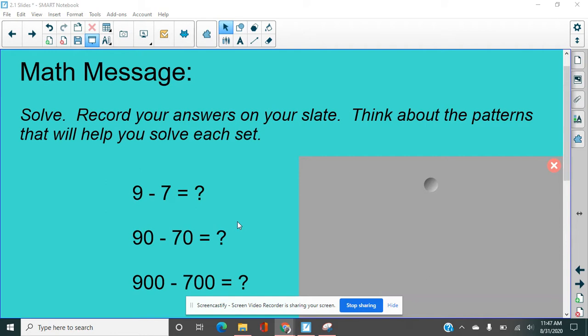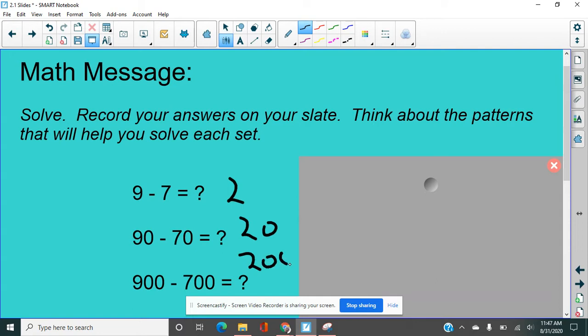All right, well, let's do the answers first. 9 minus 7 is 2. 90 minus 70 would be 20, and 900 minus 700 would be 200. So look and see what's happening here. If we have 9 ones and subtract 7 ones, we have 2 in the one place. But now we do this in the tens. And so what patterns you could have described?